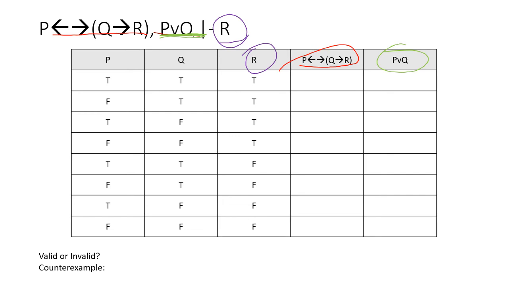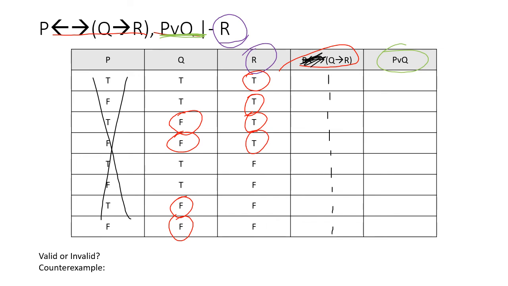So looking at the first premise, we have two different operators. We have the double arrow and the single arrow. The double arrow is outside the parentheses, so we know we've got to do the single arrow first. So we'll just ignore that for right now. And so it's going to be Q arrow R. An arrow is true wherever the left side, or the antecedent, is false, or the right side, the consequent, is true. And it's false wherever the left side's true and the right side's false.